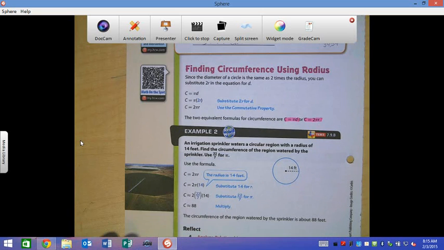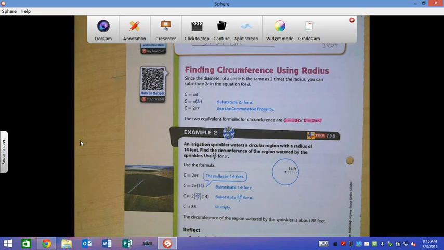Alright, so on example 2. An irrigation sprinkler waters a circular region with a radius of 14 feet. Find the circumference of the region watered by the sprinkler. Use 22/7 for pi. Alright, this is going to be a little trickier because we're going to leave it in fraction form. So, here's our formula.